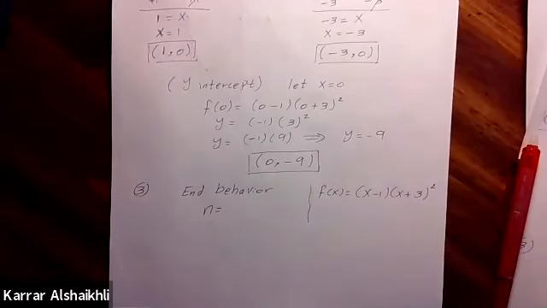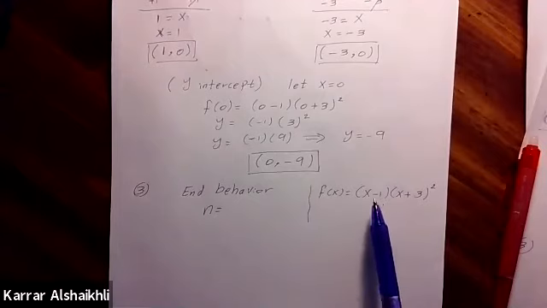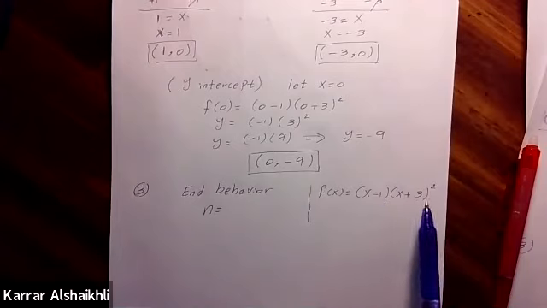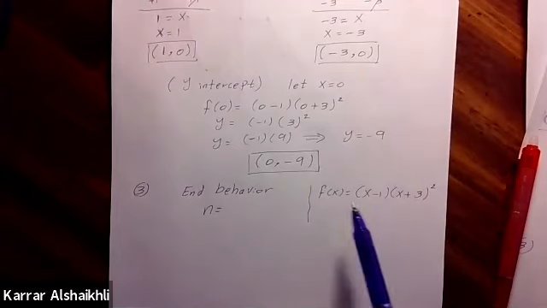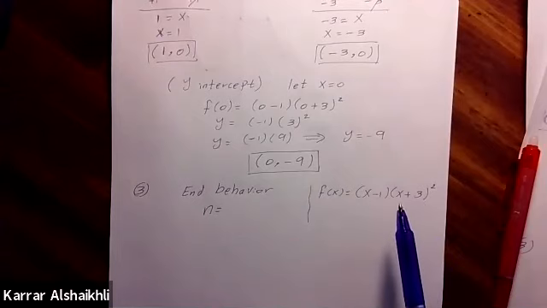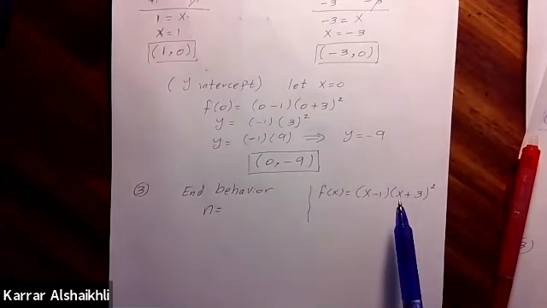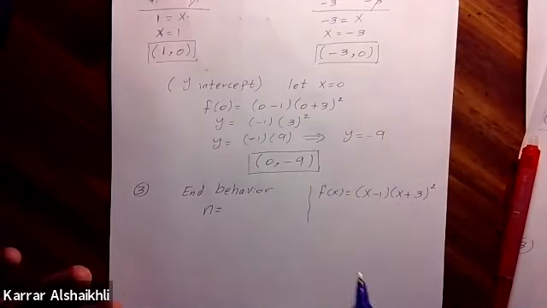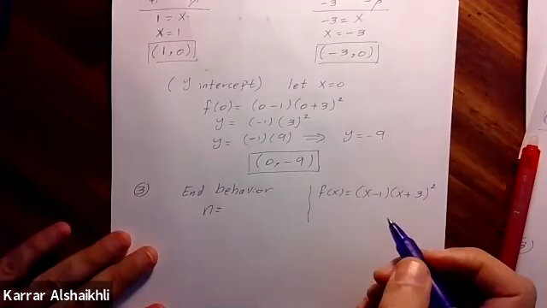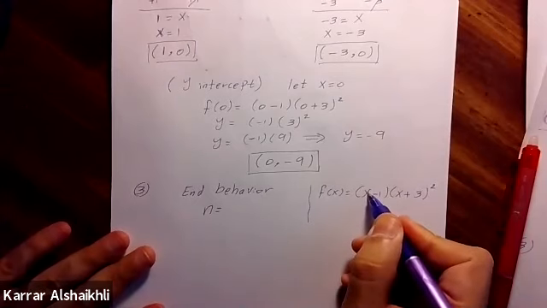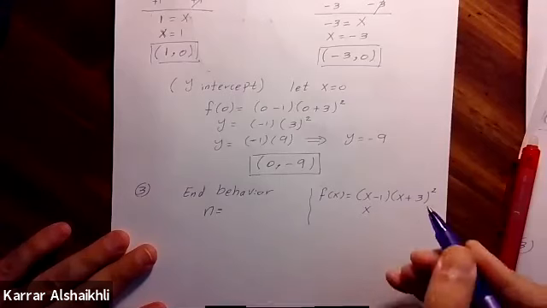Where is the largest exponent? Because this polynomial function is already factored, to find the largest exponent you have to multiply all these to get the largest exponent, because it's a polynomial in factored form. So it's up to you. You want to multiply everything, or you want to just do these steps.